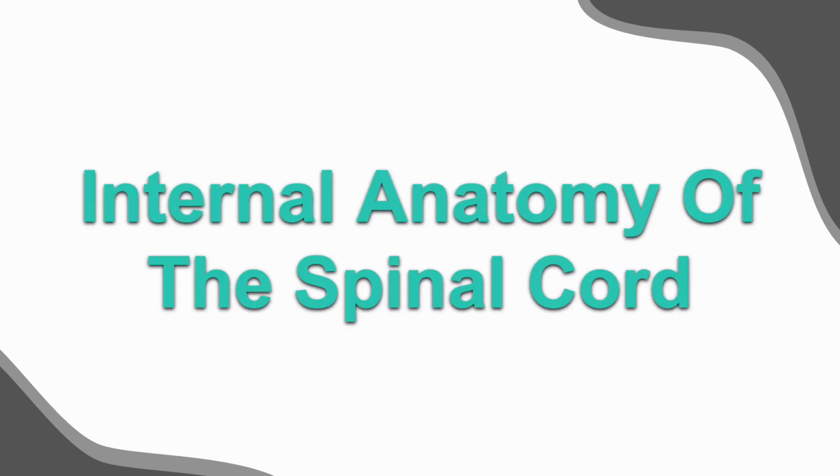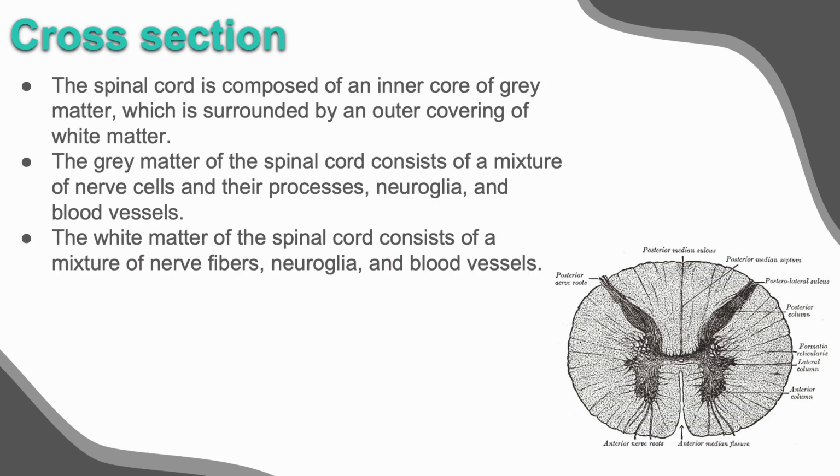Now that we finished talking about the external anatomy of the spinal cord, we're going to jump into the internal anatomy of the spinal cord. So a cross-section of the spinal cord looks like this. It is composed of an inner core of gray matter, which is surrounded by an outer covering of white matter.